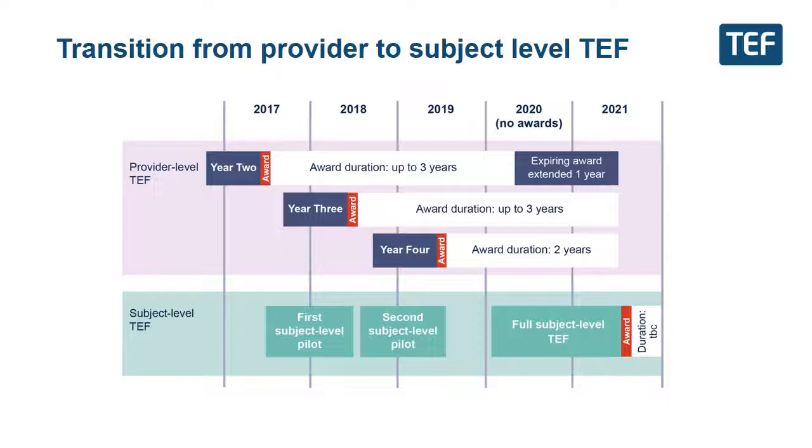So this transition to subject level TEF requires a change to the maximum duration of TEF awards, which I'll look at in more detail in a moment. But in summary, all TEF Year Four awards will have a maximum duration of 2 years. TEF Year 2 and TEF Year 3 awards that were due to expire in June 2020 will be automatically extended by 1 year until the first full subject level TEF ratings are published in 2021, unless the provider wishes to opt out of that extension.